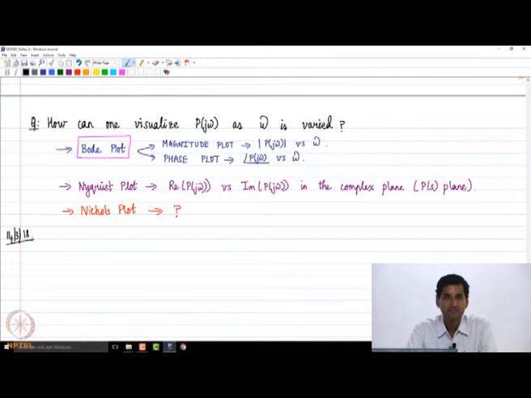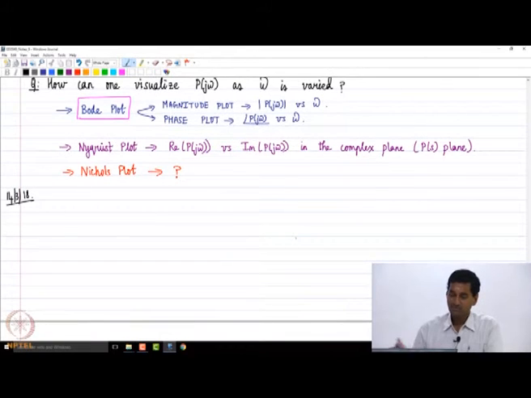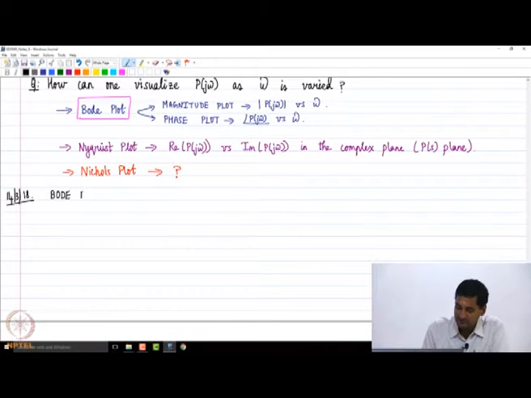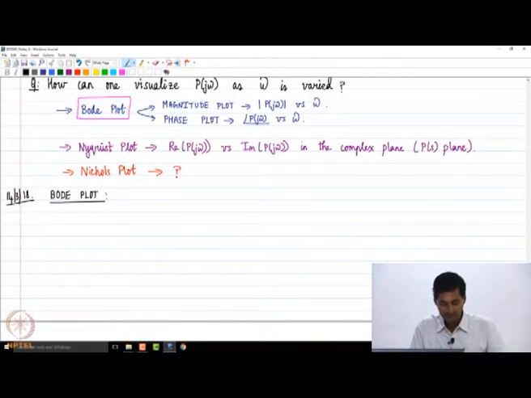Okay, so let's get started with the Bode plot today, and then we'll see what we do when we use the Bode plot. First of all, how to plot the Bode plot, then once given a Bode plot, how do we interpret system characteristics from that plot. Those are the aspects which we are going to study now.